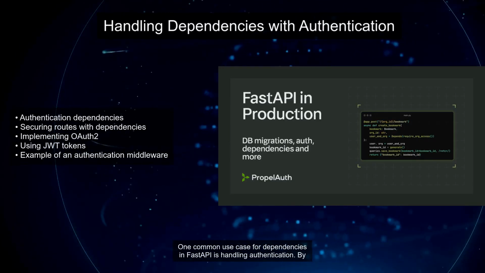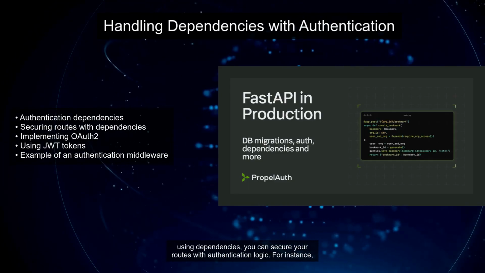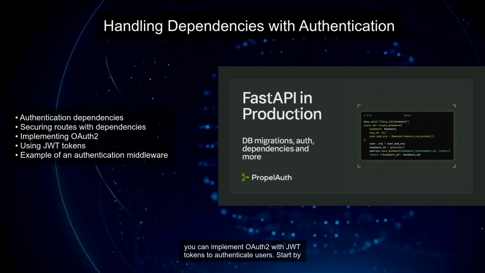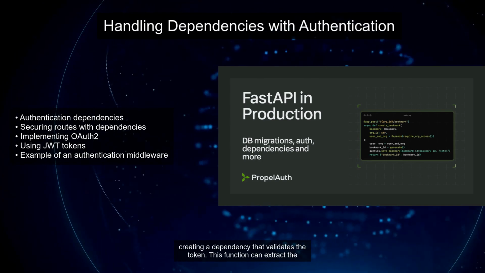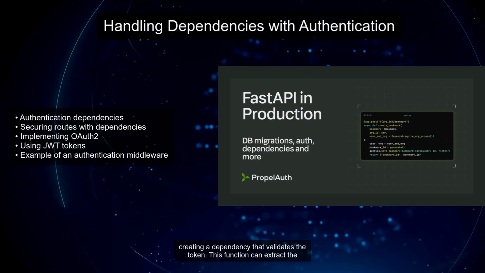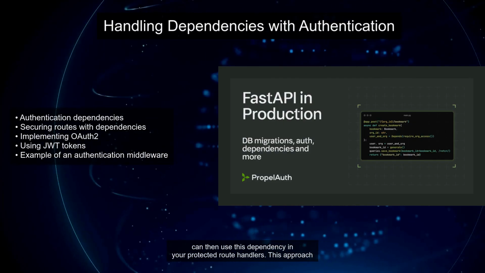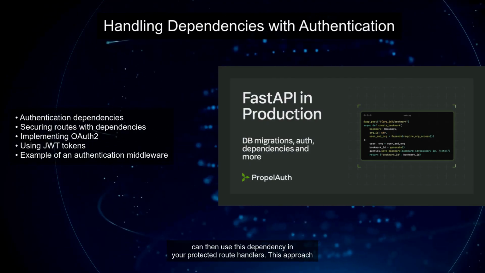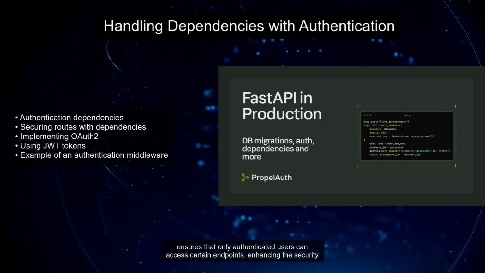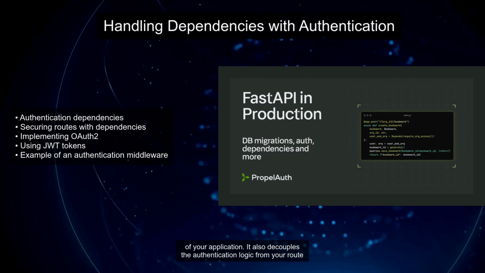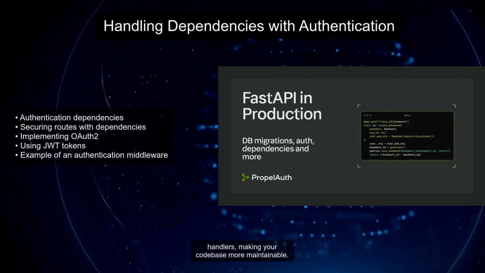One common use case for dependencies in FastAPI is handling authentication. By using dependencies, you can secure your routes with authentication logic. For instance, you can implement OAuth2 with JWT tokens to authenticate users. Start by creating a dependency that validates the token. This function can extract the token from the request headers, decode it, and verify its validity. You can then use this dependency in your protected route handlers. This approach ensures that only authenticated users can access certain endpoints, enhancing the security of your application. It also decouples the authentication logic from your route handlers, making your codebase more maintainable.